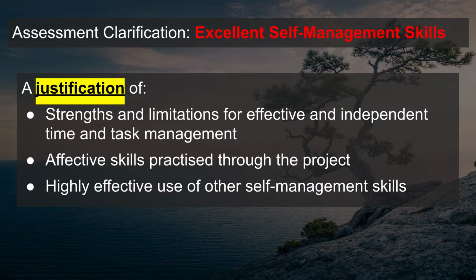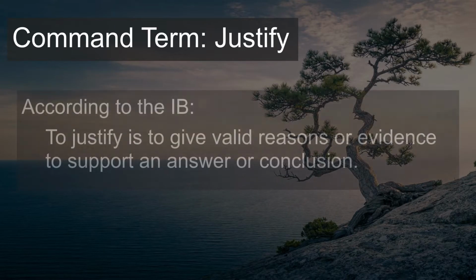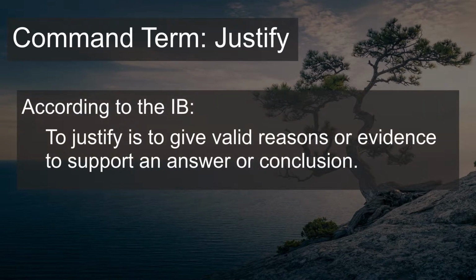So again, it's always really important to look carefully at these command terms. And to justify something, according to the IB, is to give valid reasons or evidence to support an answer or conclusion. So if we're going to be justifying this in the report later on, we need to be developing that evidence and those reasons now in our process journal and in the process of developing our product or our outcome. So it's very important that you're mindful of this. It's not a specific section of your process journal, but you should be able to find evidence of self-management skills from throughout this whole journey to the personal project.